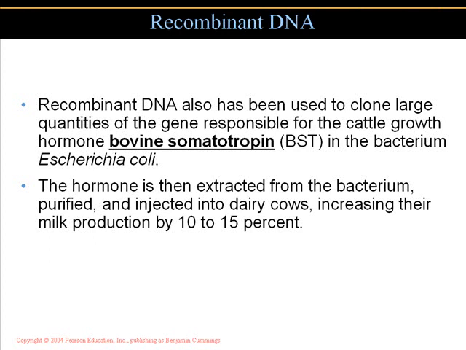Bovine somatotropin, basically it's used to clone large quantities of genes responsible for cattle growth. We already see that application now, not only in cattle, but we also see it in chicken as well. And we use, again, a bacterium, E. coli, utilizing recombinant DNA to be able to produce this. The hormone is then extracted from the bacterium that is produced. It's injected into dairy cows, increasing milk production 10 to 15%.